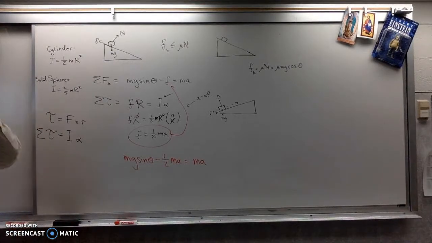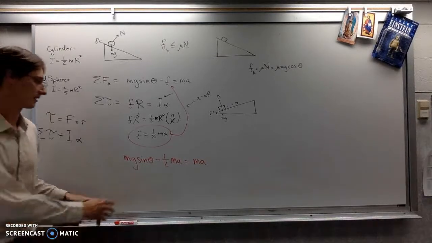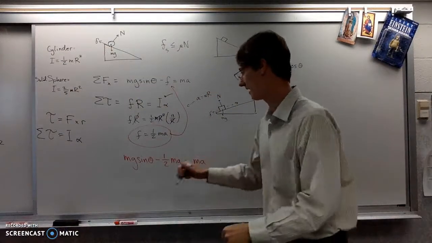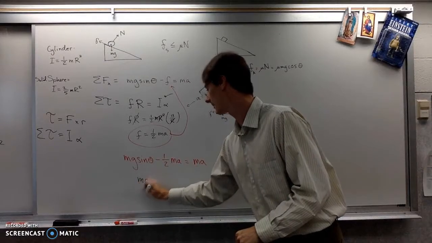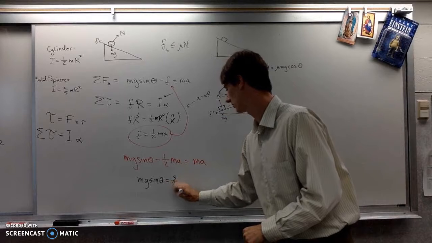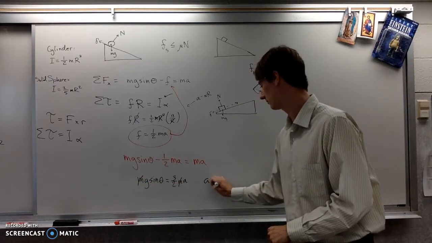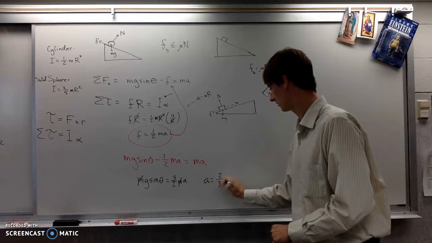Now we just got to group some like terms together. So we'll have 3/2 ma. The m was going to cancel, as usual. So a equals 2/3 g sine theta.